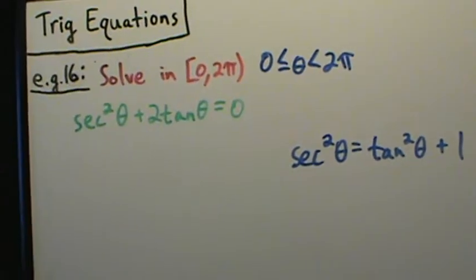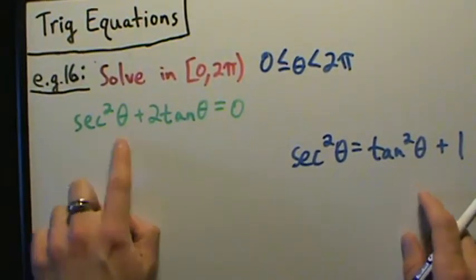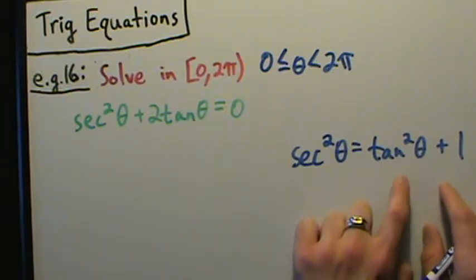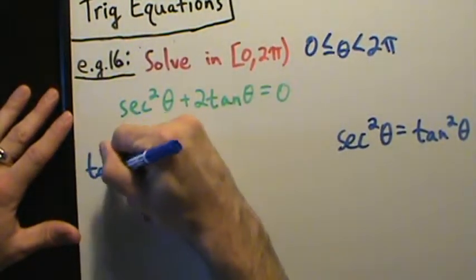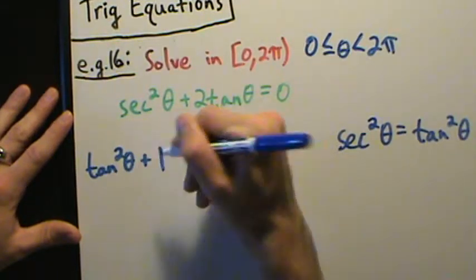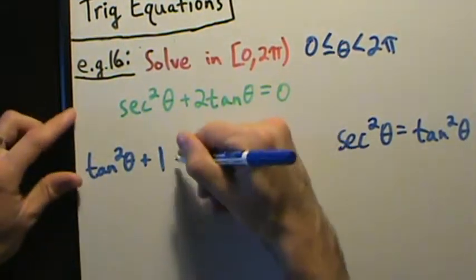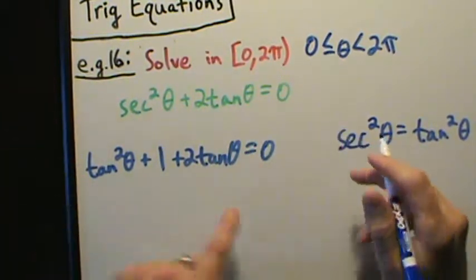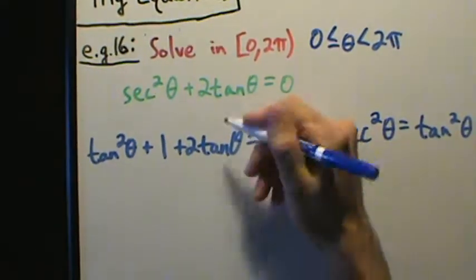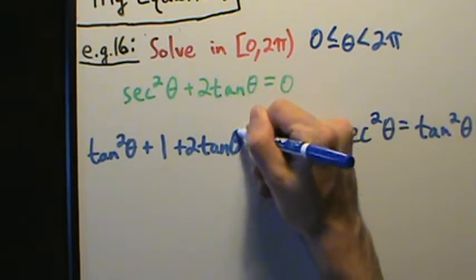So we're going to use this identity to get rid of the secant squared theta and replace it with tangent squared of theta plus 1. When we do that, we end up with tangent squared of theta plus 1, and then we still have the plus 2 tangent theta, and then equals 0.